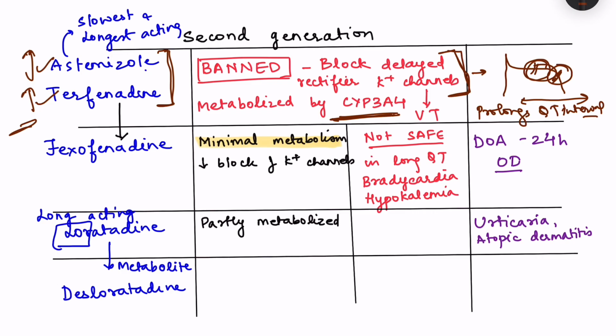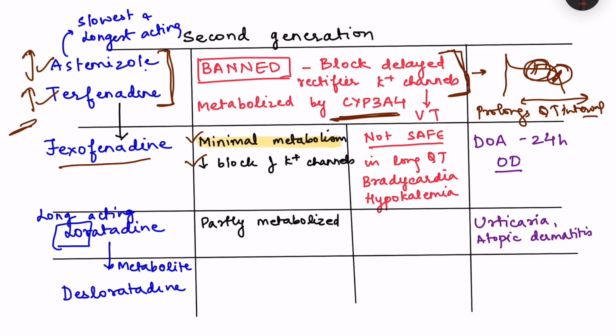Okay, so these second generation drugs were banned. But now we have better drugs. We have fexofenadine, which is a derivative of terfenadine only, but it undergoes minimal metabolism and there is decrease in the block of potassium channels. But still we have to be careful because it is not safe in long QT syndrome, bradycardia and hypokalemia, again because of the chances of arrhythmia.